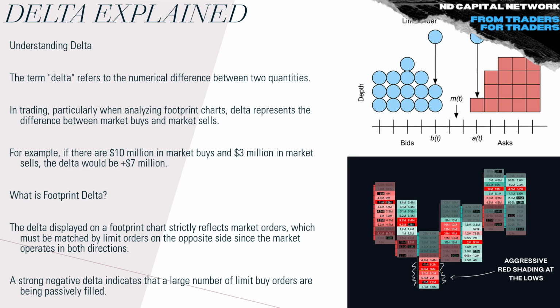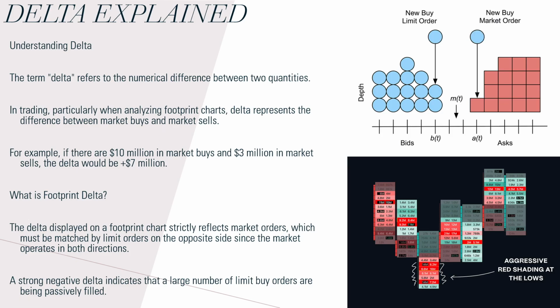Now, understanding delta. The term delta pretty much is the numerical difference between two quantities, and in trading in particular, while analyzing footprint charts, delta represents the difference between market buys and sells. As an example, if there are 10 million market buys and 3 million market sells, the delta would be plus 7 million, because this is the difference.